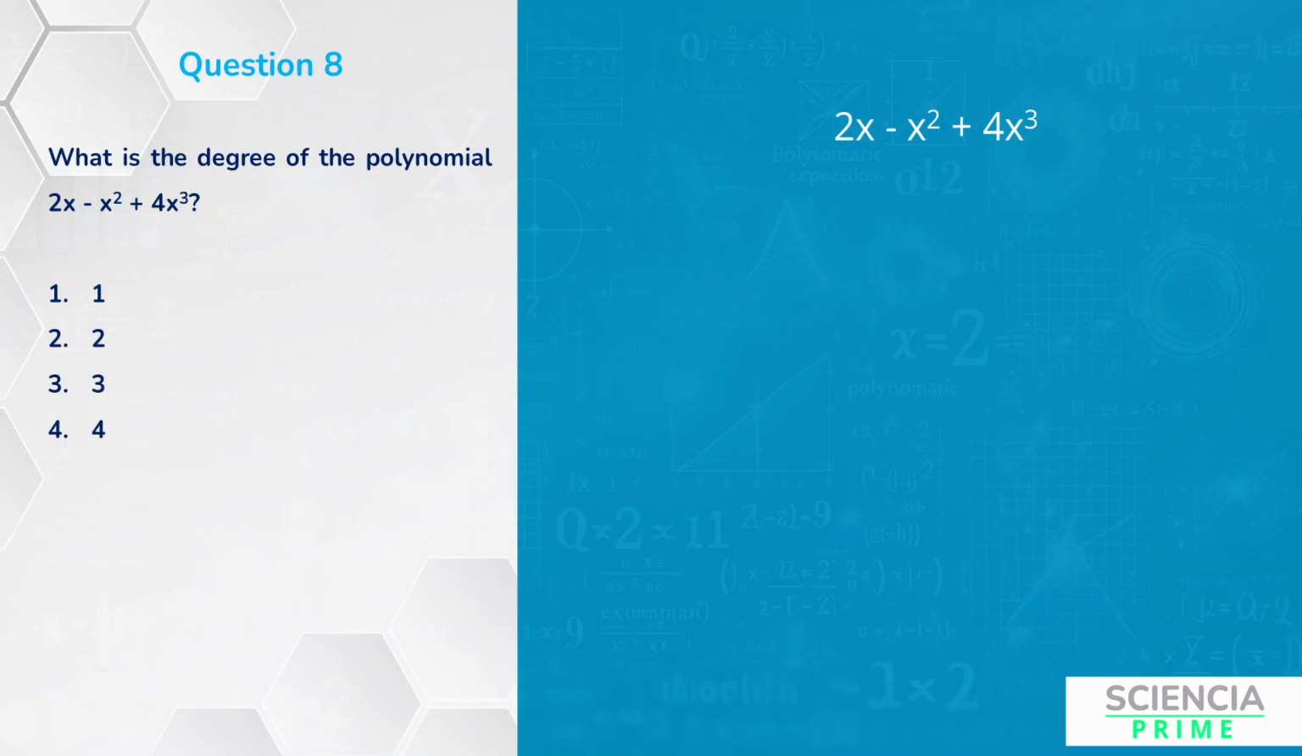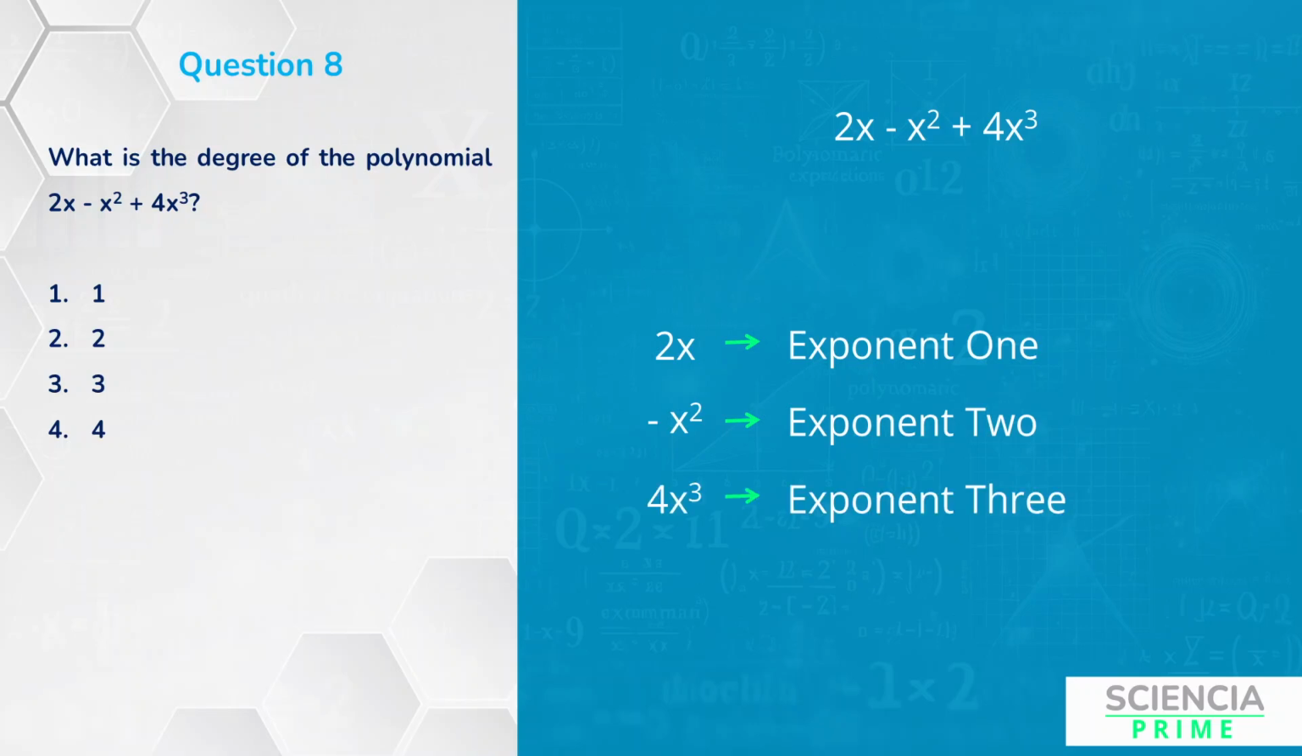Let's break down the given polynomial, 2x minus x squared plus 4x cubed. Term 1, 2x. The exponent of x in this term is 1. Term 2, negative x squared. The exponent of x in this term is 2. Term 3, 4x cubed. The exponent of x in this term is 3.